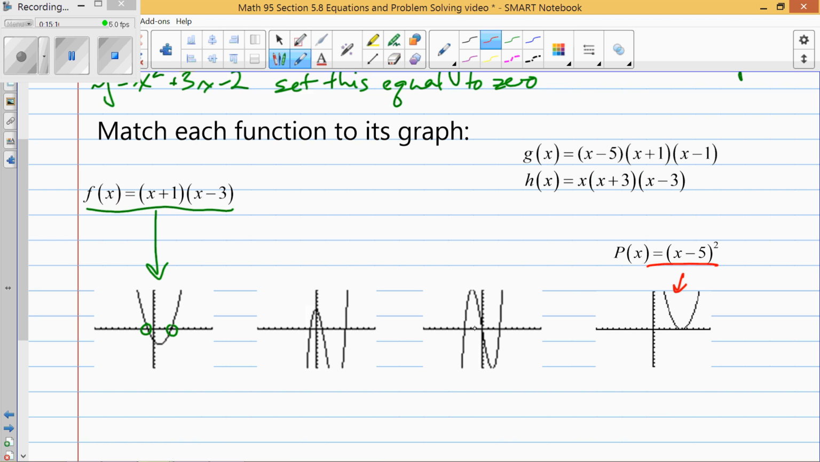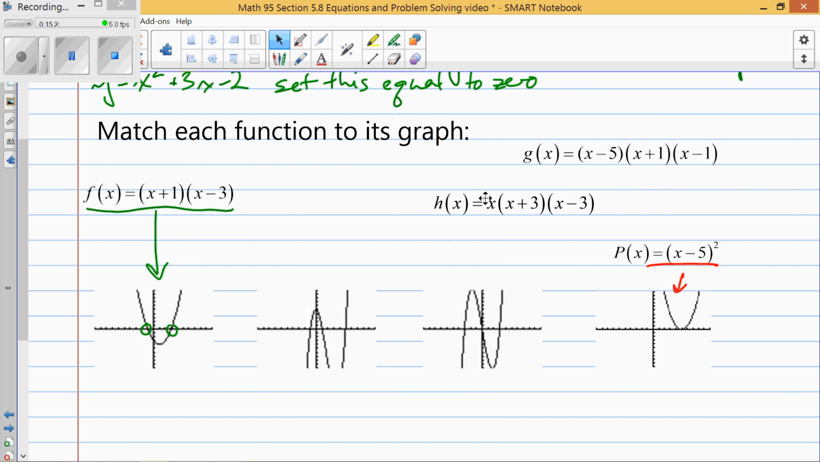And something like this crosses the x-axis 3 times, one of which is at 0. So I'm looking for a function where I have one solution as a 0. Well, this equation would have x equals 0 be one of my solutions. And I have 1, 2, 3 solutions to this equation. So this must go with this graph.